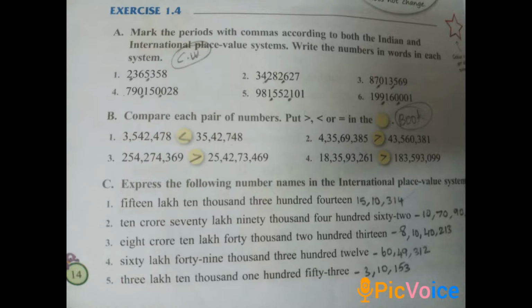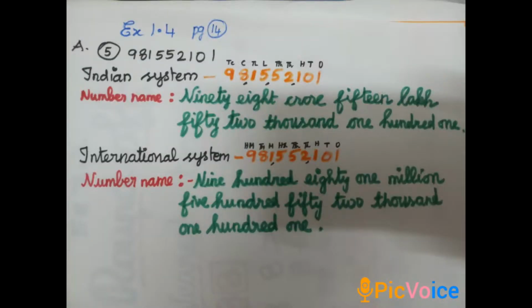So you have to take the first sum, write the Indian system as well as the international system with the number name. Let me explain one sum for example. I took the fifth sum in 1.4. We have to write the Indian system as well as the international system. Write the number first and write the place value. Put the comma according to their place value.